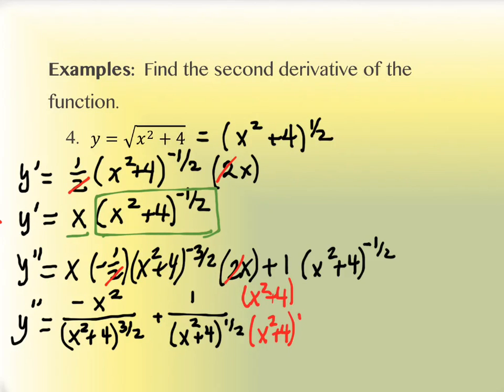All right, so the denominators now match, right? They are both x squared plus 4 to the 3 halves.